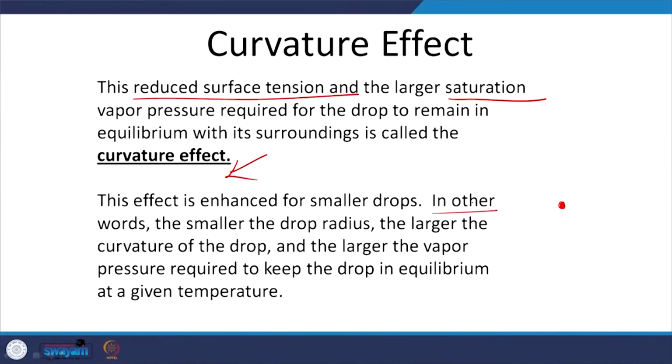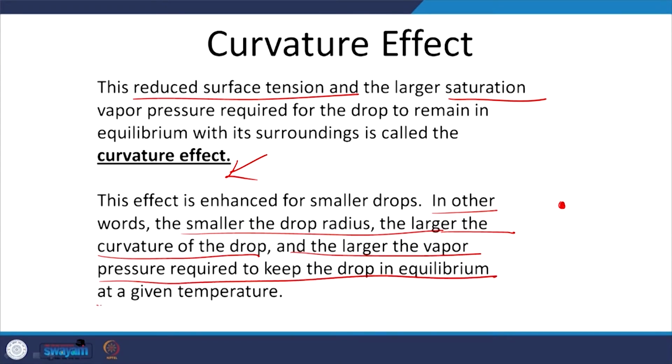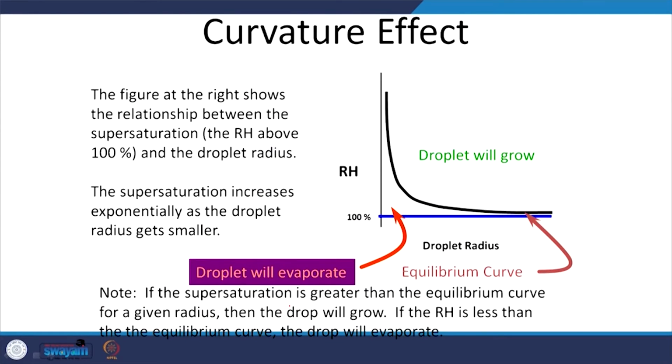So, the effect is enhanced for smaller drops, in the sense that the smaller the droplet radius, the larger the curvature of the drop, and the larger the vapor pressure required to keep the drop in equilibrium. So, that means you have to have more vapor pressure to be able to keep the droplet intact. If you want to evaporate it, then we are looking in the other direction, and we do not want to discuss this, right. So, this effect is called the curvature effect.